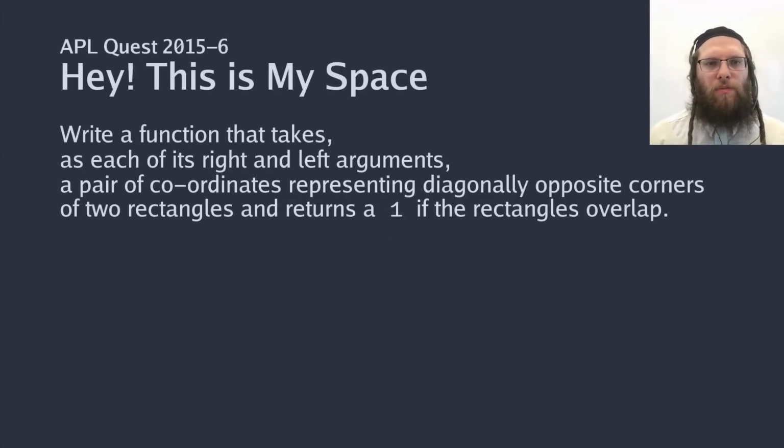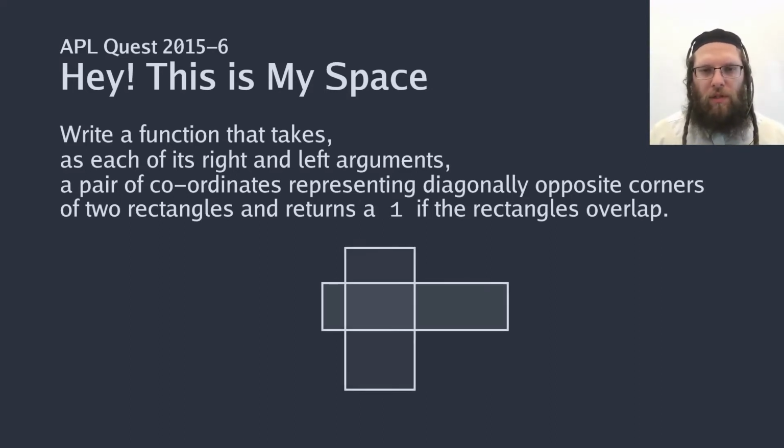Today's quest is problem 6 from the 2015 round of the APL problem solving competition. We're given two rectangles as two coordinate pairs, and we have to check if they overlap. And that can be a little bit hard to think of just in terms of words.